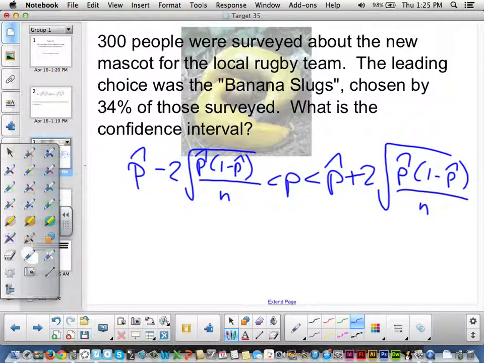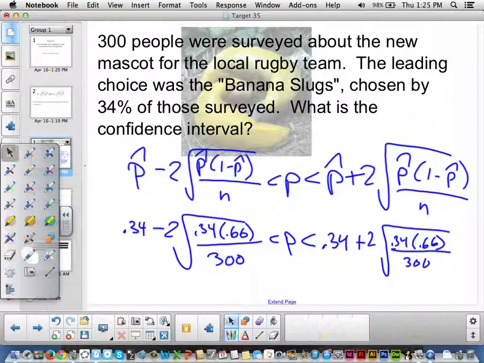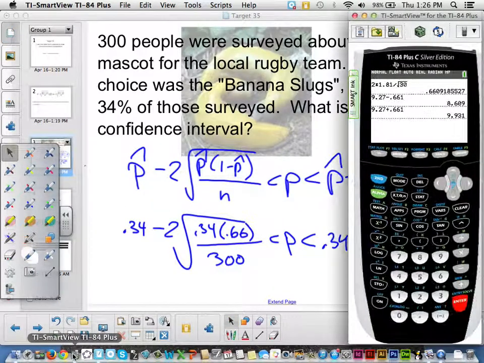Let's plug those numbers in. The proportion who wanted banana slugs was 34%, so that's 0.34, minus 2 times the square root of 0.34 times 1 minus 0.34, that's 0.66, all over 300 people surveyed. It's less than P, which is less than the same thing, except plus 2 times the square root of 0.34 times 0.66 all over 300. All right, so we'll calculate that.